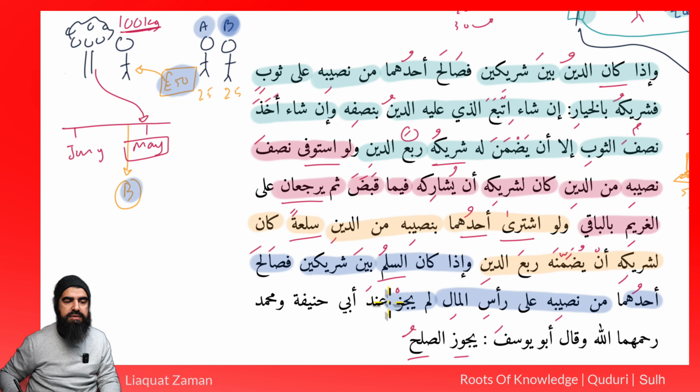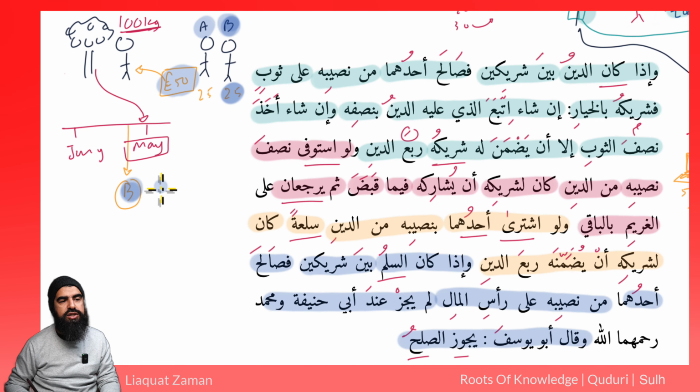Abu Hanifa says, lam yajuz inda Abi Hanifa wa Muhammad. Imam Abu Hanifa and Muhammad say this is not allowed. You are not allowed to do this. Once the contract is done, you can't go and do a sulh with that. Whereas Imam Abu Yusuf rahimahullah, qala Abu Yusuf, yajuzu sulh. Sulh is considered to be jaiz over here. Just like sulh was jaiz in the other scenarios, why is it not jaiz over here? So this is the difference between the two.